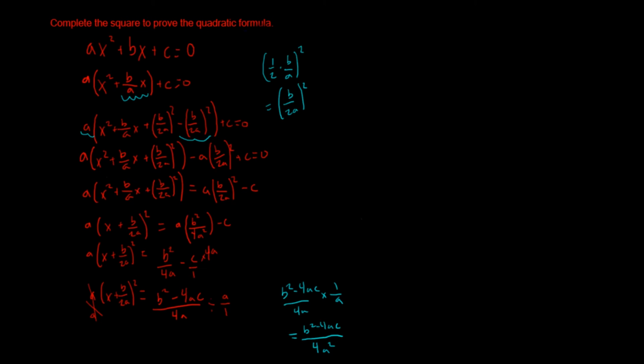So we can now write it as brackets x plus b over 2a squared equals b squared minus 4ac over 4a squared.